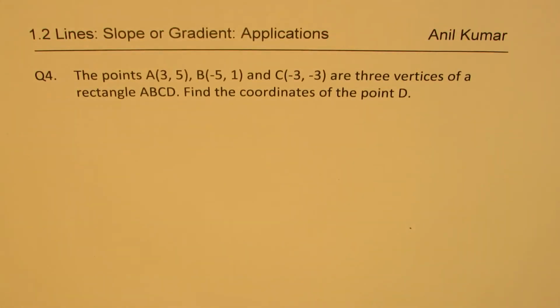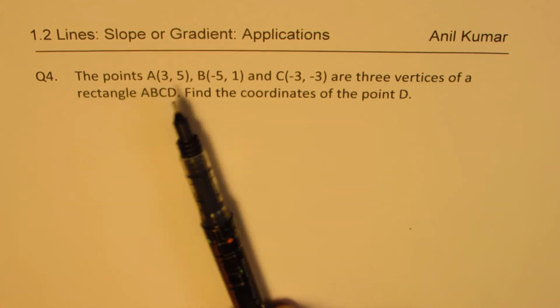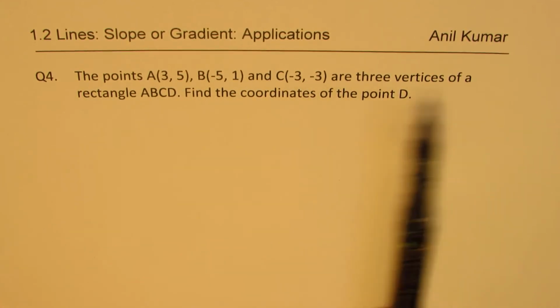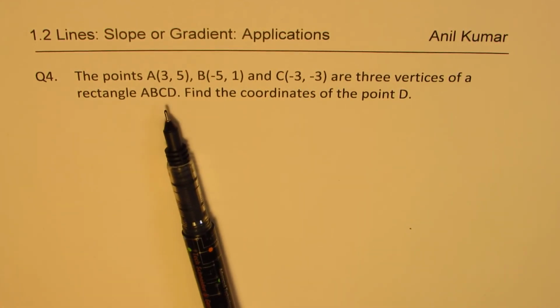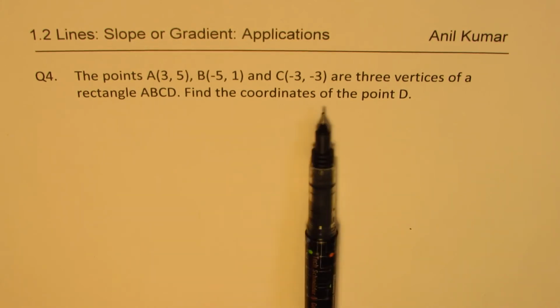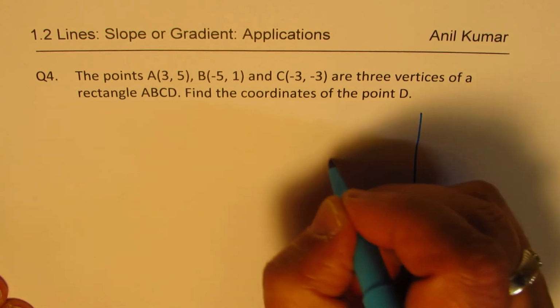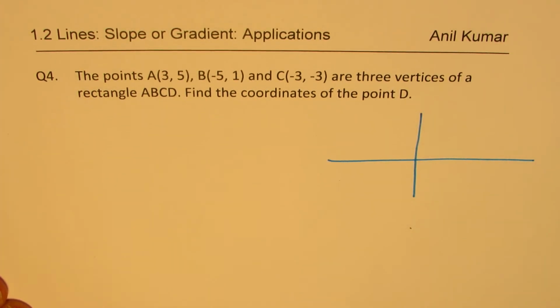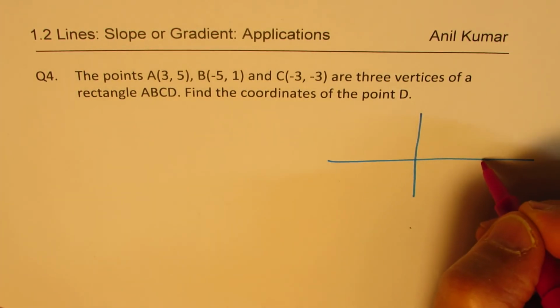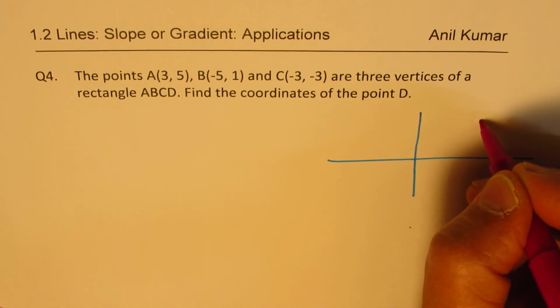Now here is the last question, extremely important. The points A, B and C are 3 vertices of a rectangle ABCD. Find the coordinates of point D. So sketching helps, correct? So let's again make a rough sketch. Point 3,5, let's say somewhere here, 3,5, okay.